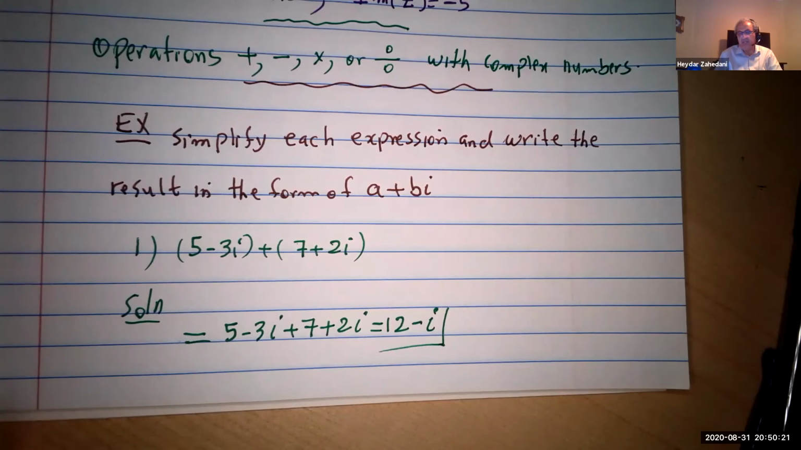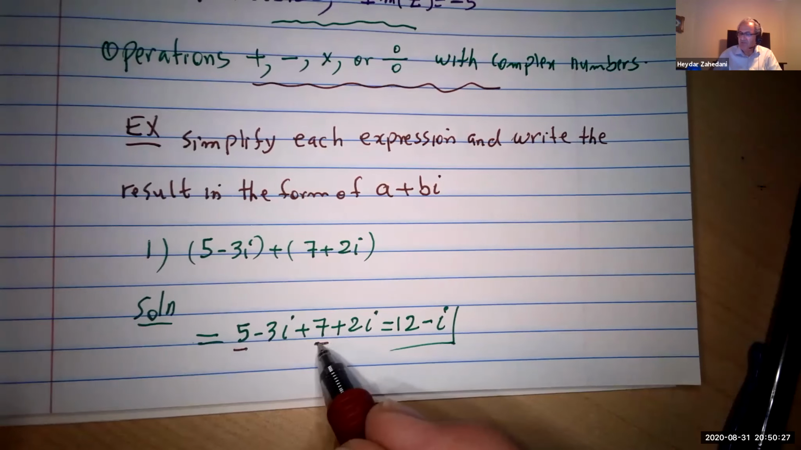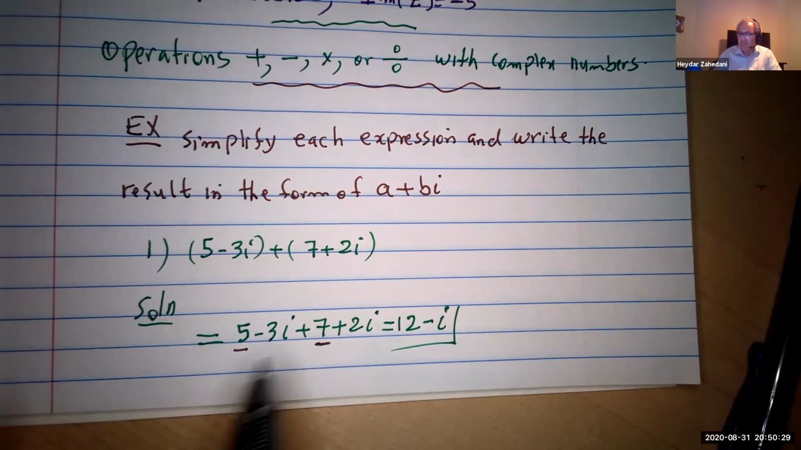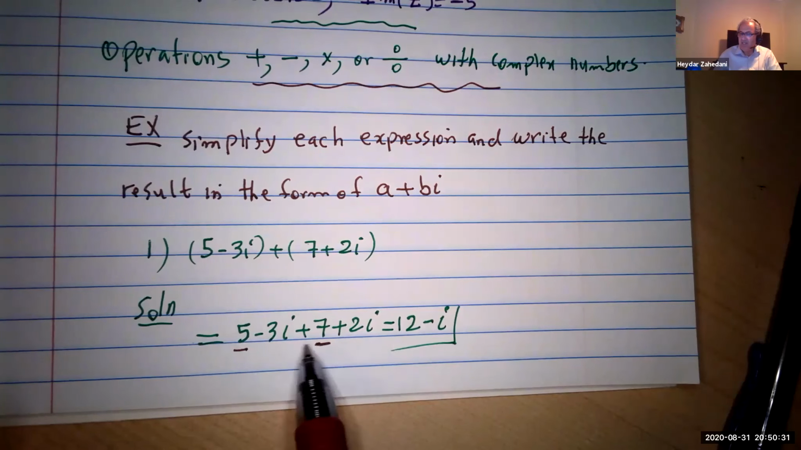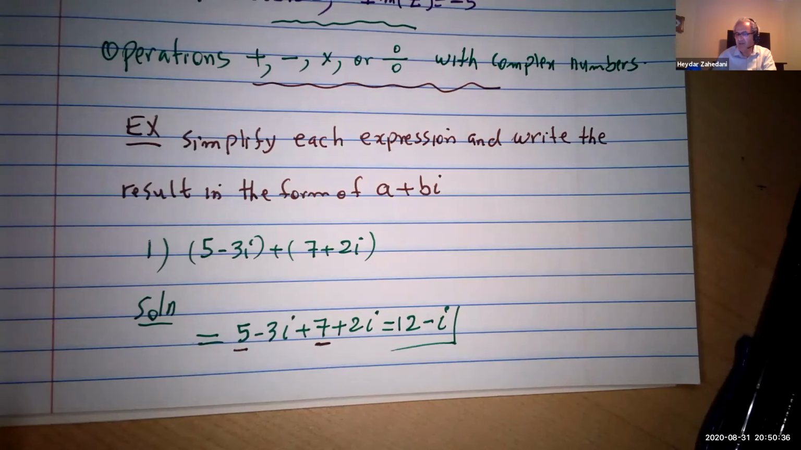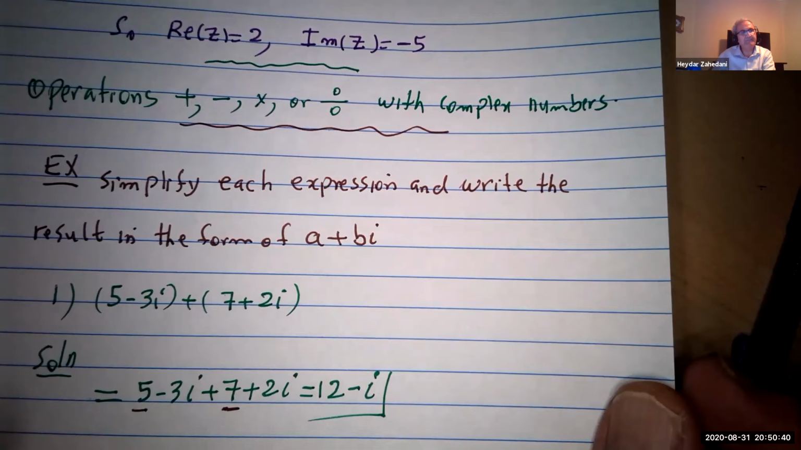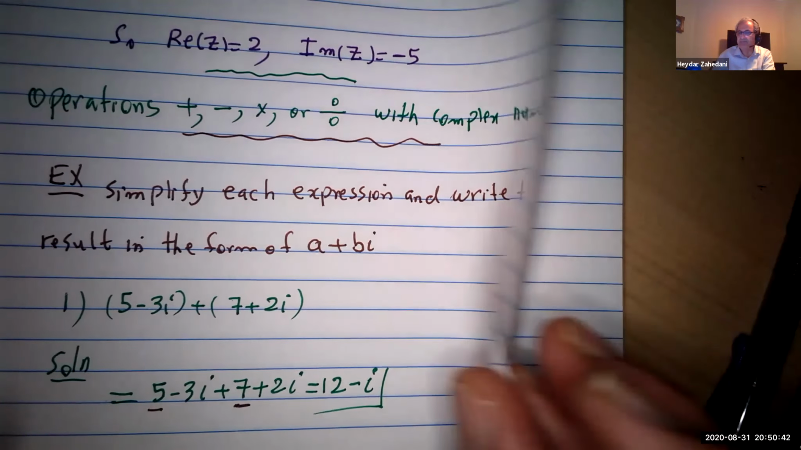So we're just combining the like terms. As you can see, we go with the numbers first, 5 and 7. 5 and 7 would be 12. And then negative 3i and the 2i. Negative 3 plus 2 would be negative 1. So negative 1i, the final answer. That's case 1. Any question? That's addition. Subtraction.